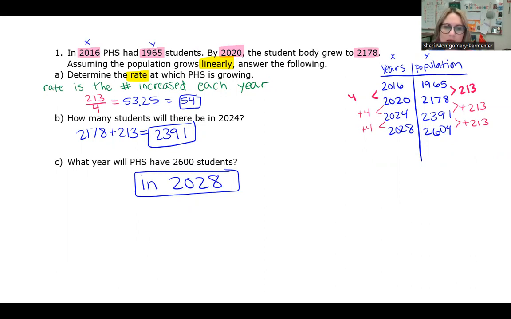For question number 2, how much are you adding every 2 years?